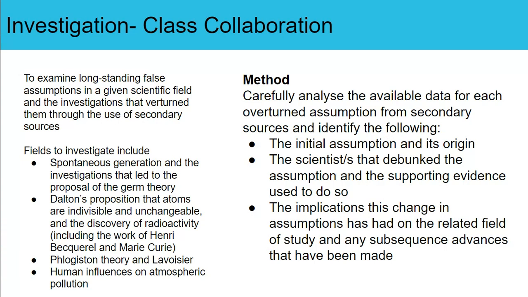So there's spontaneous generation and the investigations that led to the proposal of the germ theory, Dalton's propositions that atoms are indivisible and unchangeable, and therefore the discovery of radioactivity. And this includes the work of Henri Becquerel and Marie Curie, the phlogiston theory and Lavoisier, and human influences on atmospheric pollution. So, the method we're going to undertake is to analyze available data for each of the overturned assumptions.